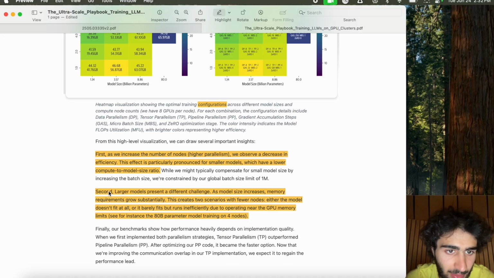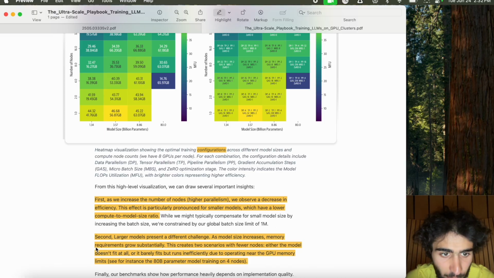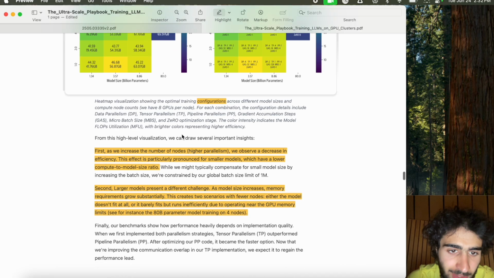And then the second thing worth noting is that larger models present a different challenge, which is to say that the memory requirements grow substantially, of course, since the models are larger. And there are 2 situations, one being the model doesn't fit at all, or it barely fits and runs inefficiently. So this is the case when we have an 80 billion parameter model that just barely fits on 4 nodes, which would be 32 GPUs. And in this case, we have a really high amount of memory being used per GPU, the highest of the entire batch, if I'm not mistaken, 65. Oh, never mind, there's a higher one here, 66. And these are 80 gigabyte VRAM GPUs, so that's worth noting. And we also have a really low value for the MFU at 14.76.